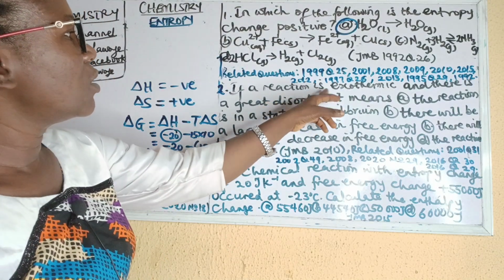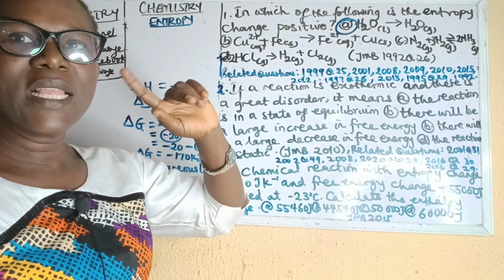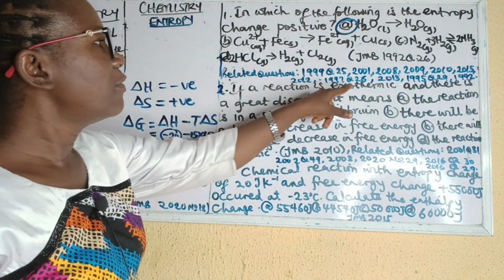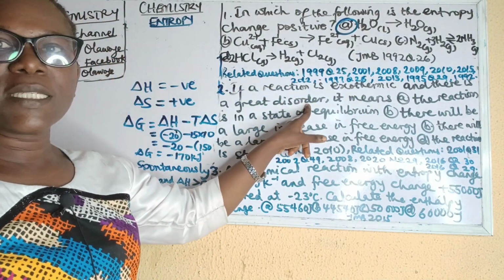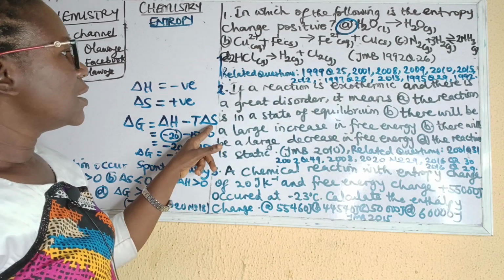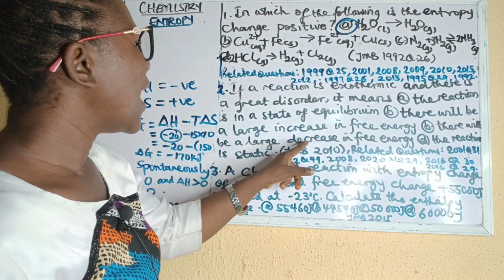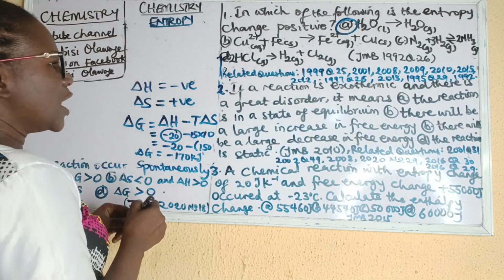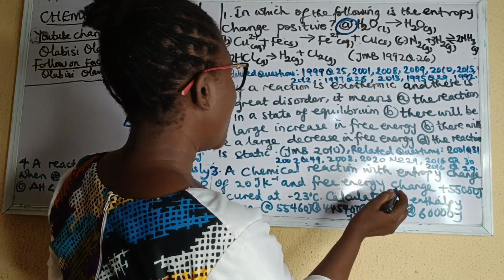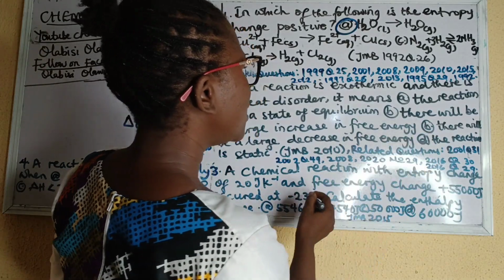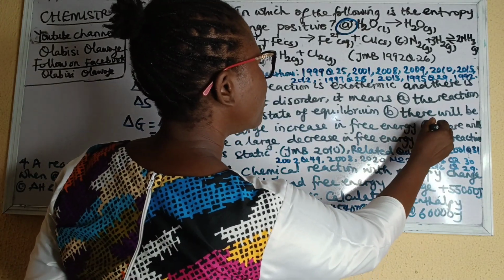And so here now, the reaction is exothermic, meaning that the enthalpy H is negative, and there's a great disorderliness, that is, the entropy is higher. There will be a large decrease in free energy, and the reaction will be spontaneous. So the best answer here is option C.